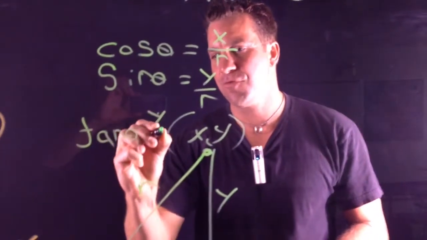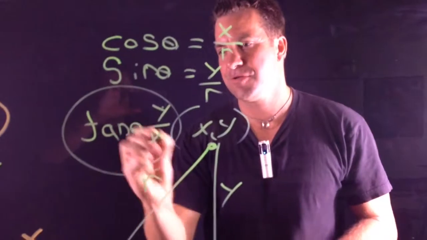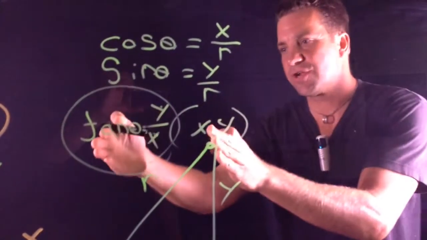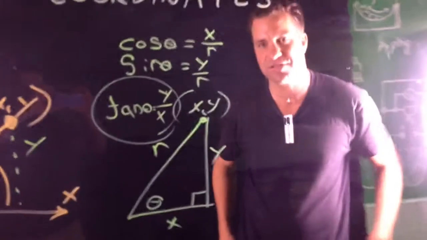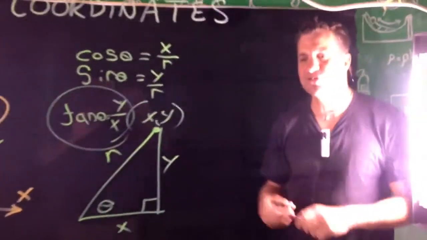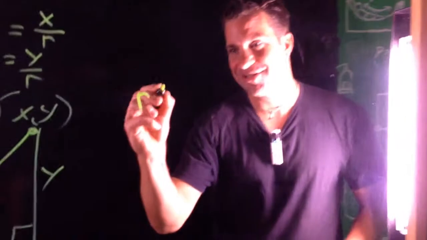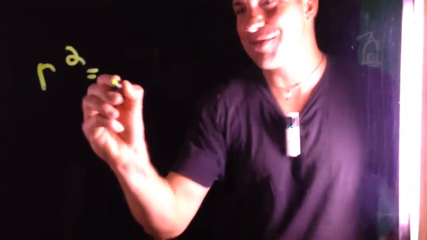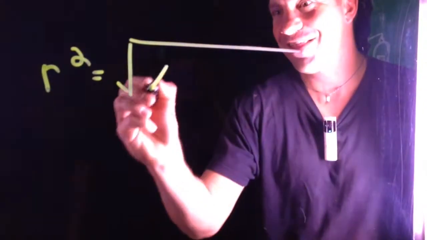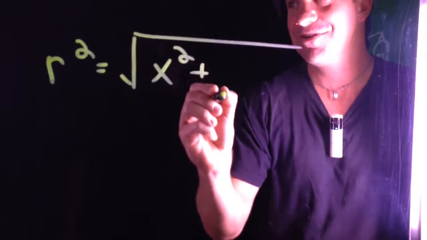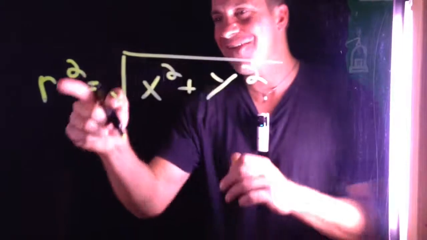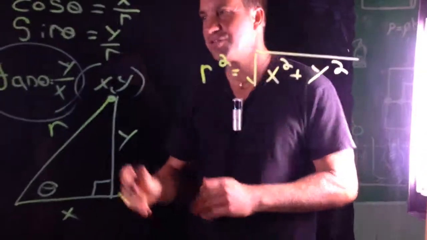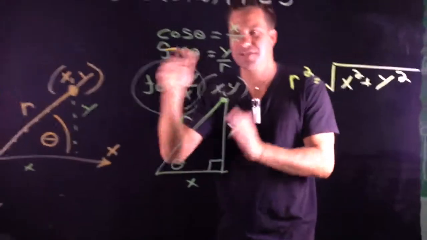y over x. These are the very nice trig relationships for this triangle, but we also have Pythagoras, who told us that the hypotenuse of a right triangle is the square root of the sum of the squares of the other two sides. All those things describe how r and theta relate to our Cartesian coordinates x and y.